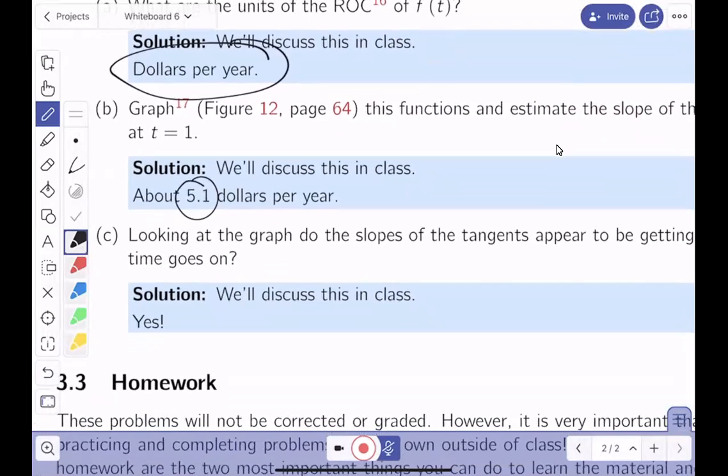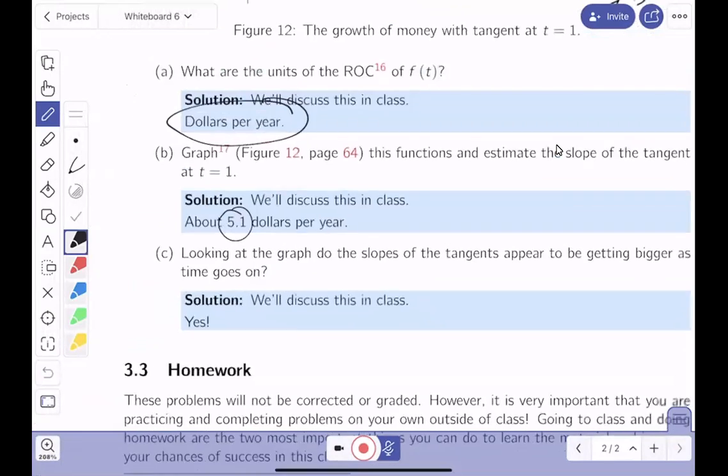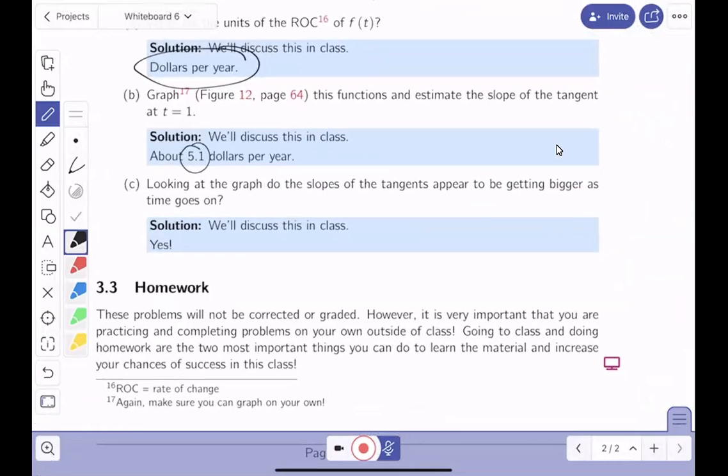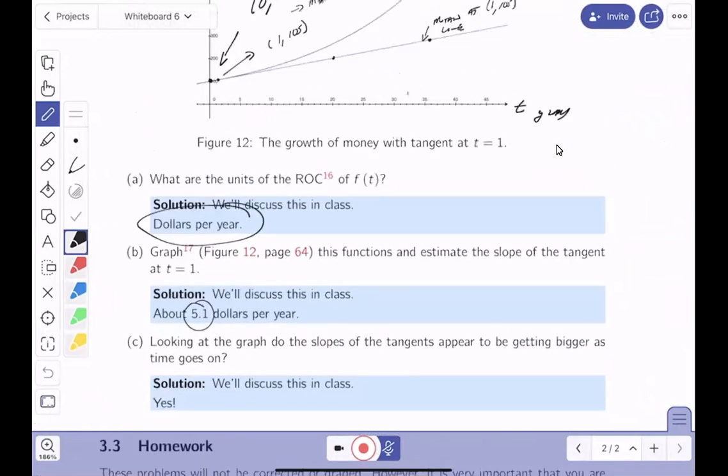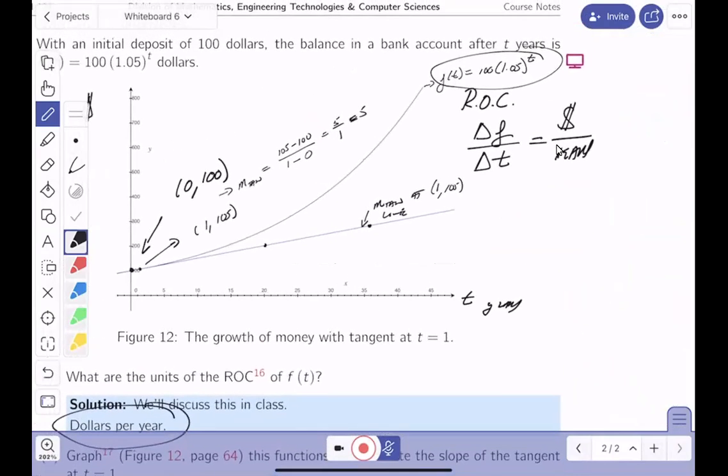Looking at the graph, do the slopes of the tangent line appear to be getting bigger as time goes on? I don't know. Let's take a look at it. So let's take a look at a tangent line over here. That would look like this. Let's look at a tangent line over here. It would look like this. I hope you can agree that the slopes of these tangent lines are definitely getting bigger. The growth is getting bigger over time.